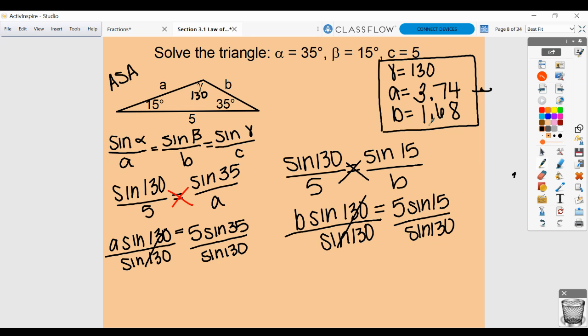Okay, so you can match up. Smallest angle goes with smallest side. Biggest angle goes with biggest side.